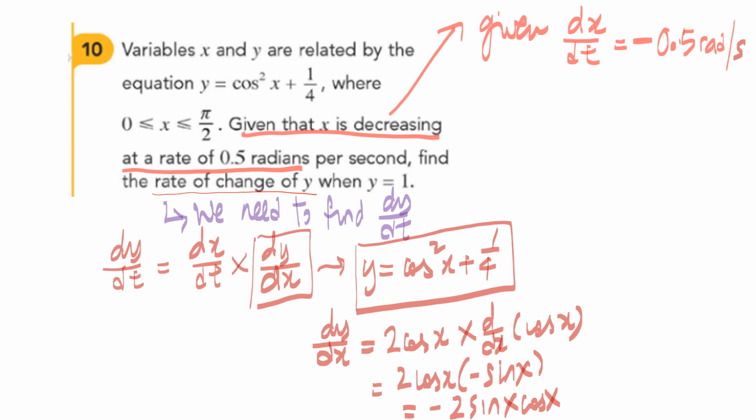Alright, so it says find the rate of change of y when y equals 1. But if you look at what you get for your dy over dx, it is in terms of x. So we need to know what to substitute for x. So how do you know what you need to substitute for x? I need to substitute y equals 1 into your curve, into the equation. Right, so I'm going to do it here.